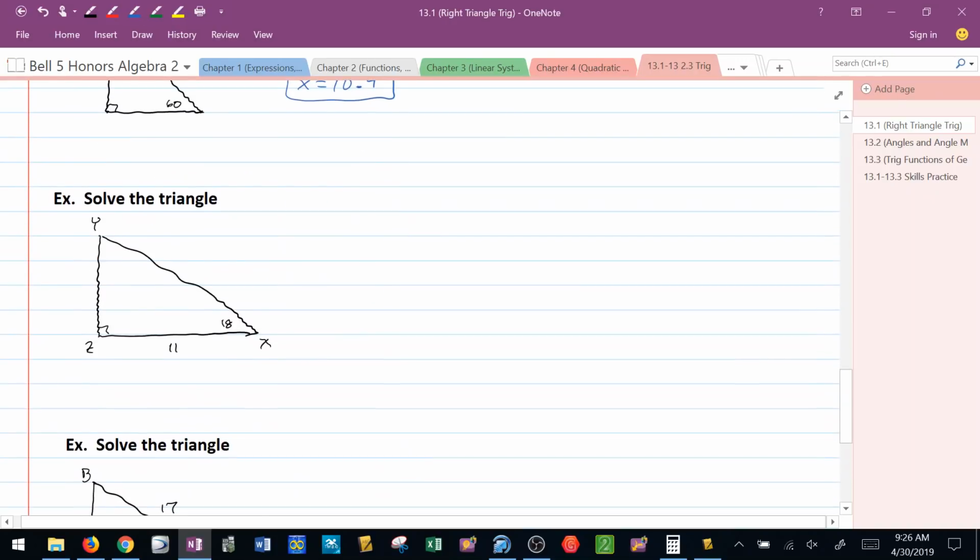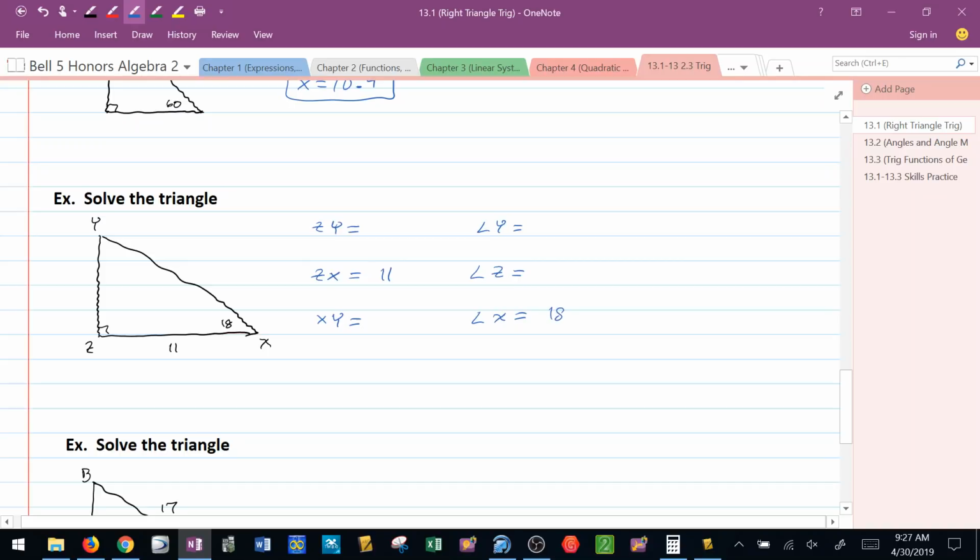Okay? Now, a second thing that they could ask you to do would be solve the triangle. Solving the triangle means you have to find all 3 missing angles and all 3 missing sides. So if I'm going to solve this triangle, the first thing I'm going to do is organize my thinking. I know I need to find zy, I need to find zx, and I need to find xy. Now, zx I already know, so I'm going to fill that in. I need to find angle y, angle z, and angle x.